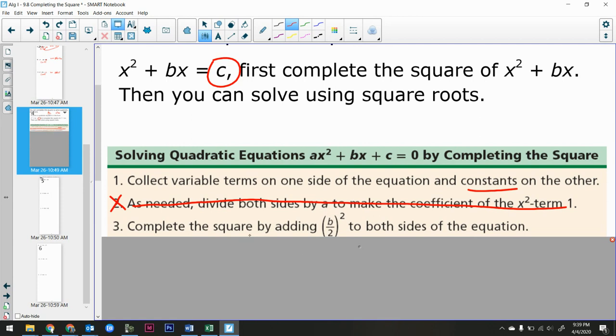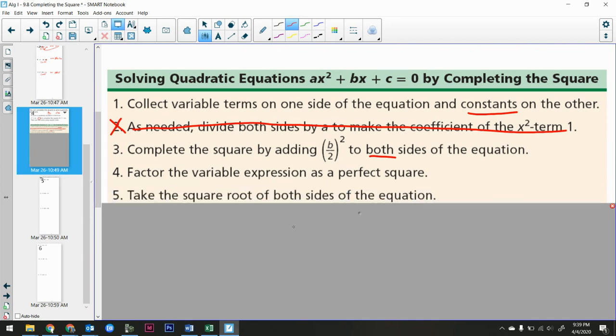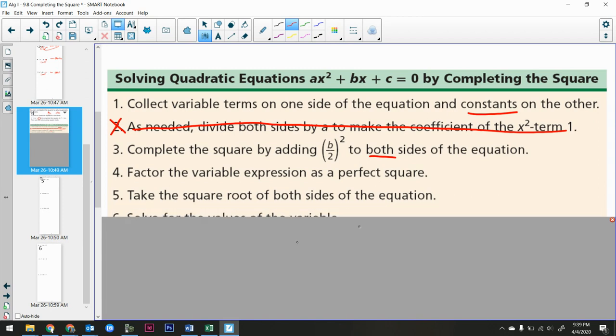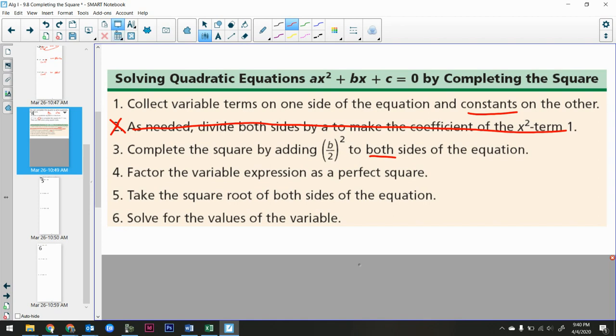Now, complete the square by adding b over 2 squared to both sides of the equation. Please underline that word both, because whatever we do to the left side of the equation, we must do to the right side of the equation. So whatever forced it into being a perfect square on the left side needs to be done to the other side as well. Next, we factor. We turn it into that binomial squared. Factor the left side. Step 5. Then we actually just take the square root of both sides. And we solve for the values of the variable. Okay, so let's try it out.